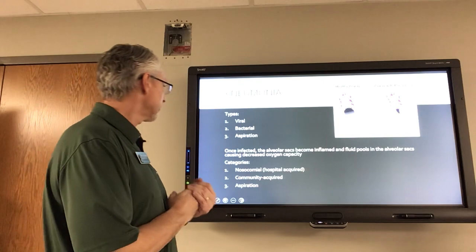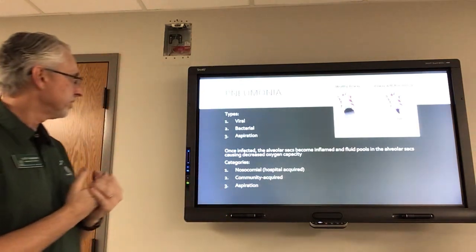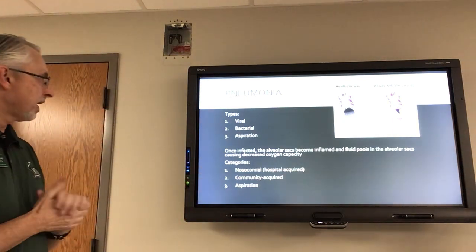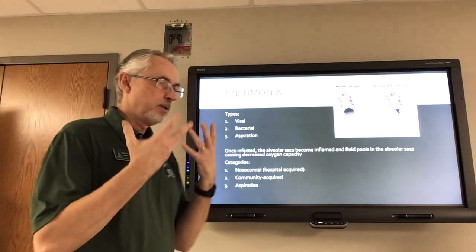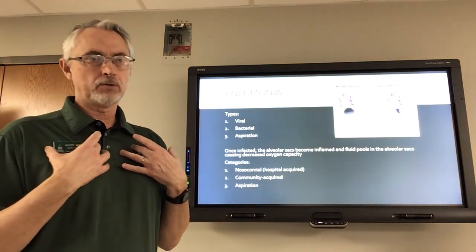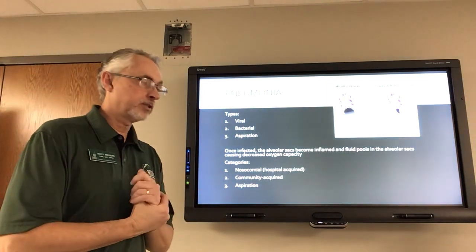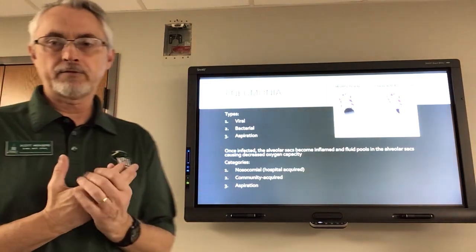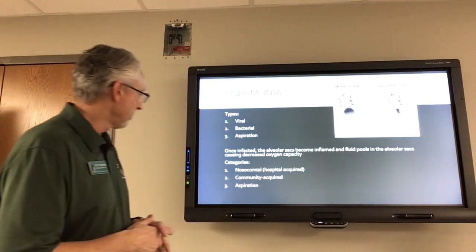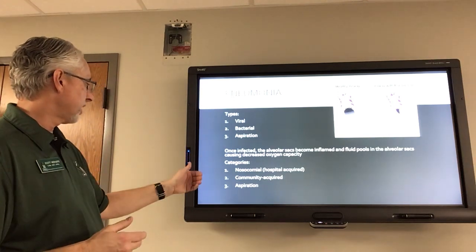So pneumonia, there's 3 types of pneumonia: viral pneumonia, caused by virus, bacterial, caused by bacteria, and aspiration pneumonia. Breathing in food or beverage particles into your lungs can cause pneumonia, and it is a significant cause of death for especially elderly folks.